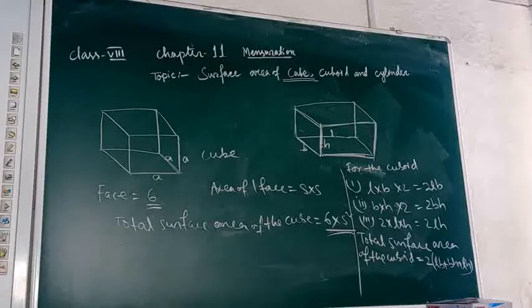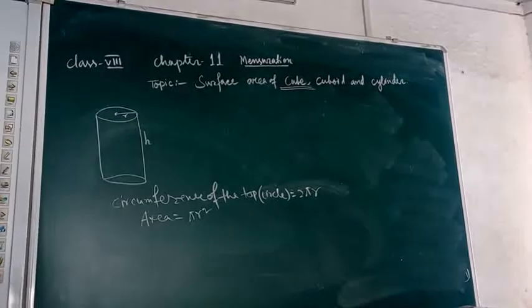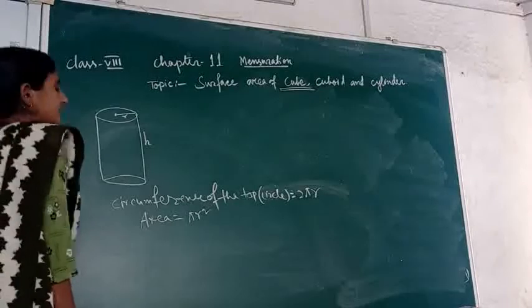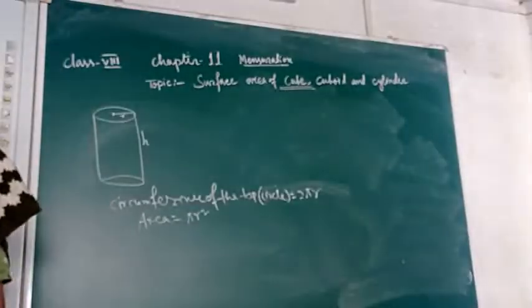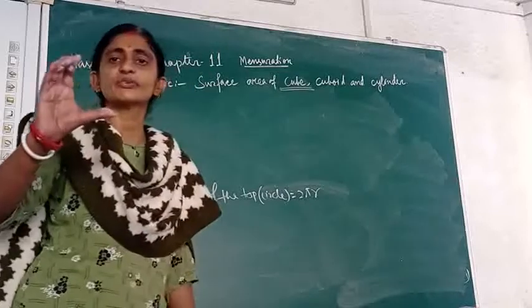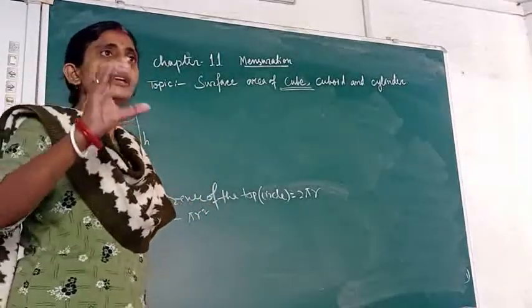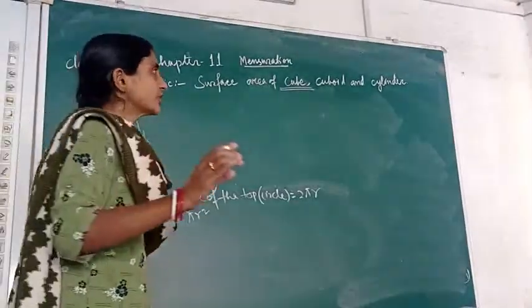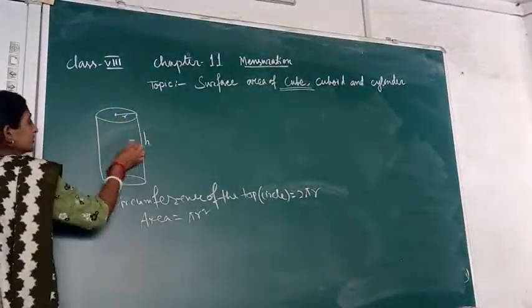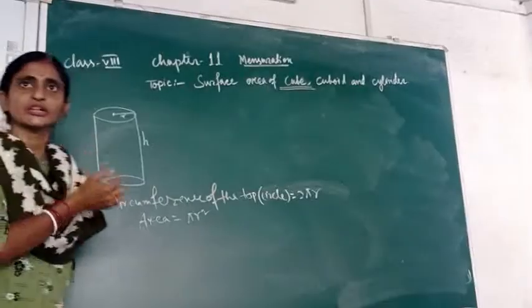Let's come to the surface area of a cylinder. What will happen in this case? You might have noticed that when we are folding a paper, what shape we are getting by folding this one? We are getting a cylinder. Yes, cylindrical shape. And the top and the bottom will be 2 circles, and this is the lateral surface, that curved face we are getting here.